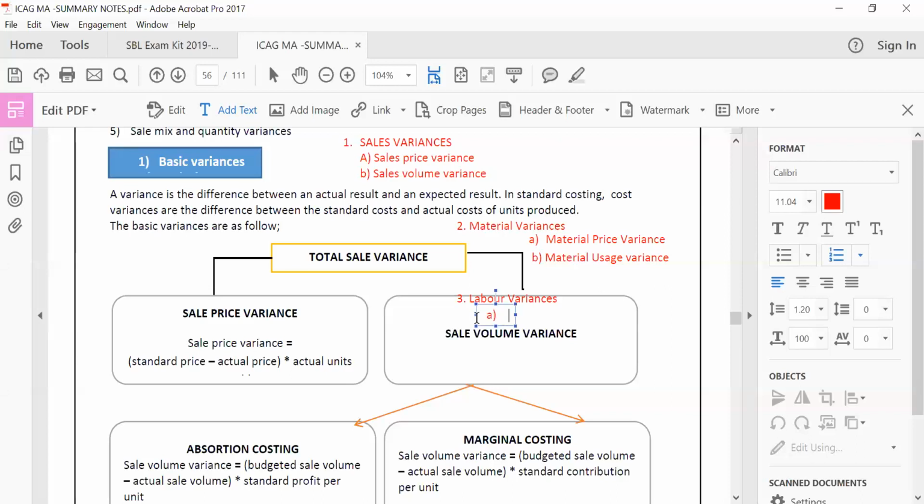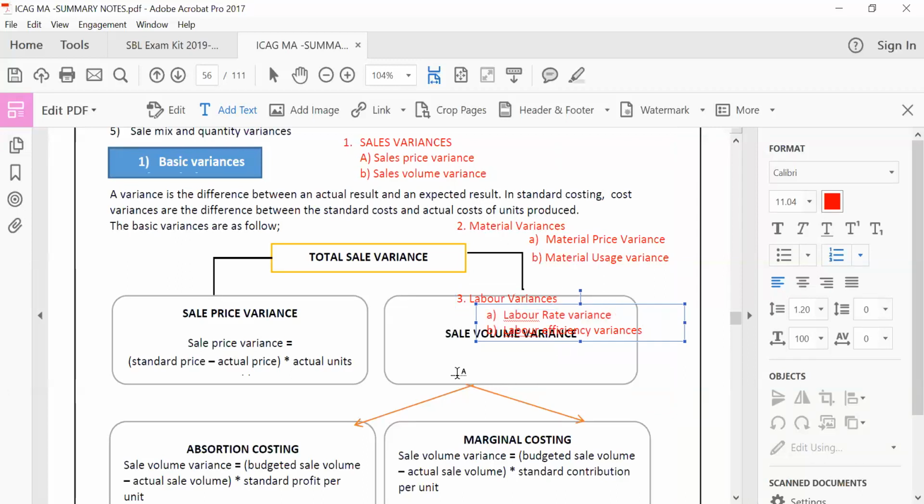So after material variances, we have labor variances. We have labor rate variance. This is what I do when it comes to issues of variances: I pick the issues up, then just start writing in there. Then we have labor efficiency variance. Then it ends there for labor variances.